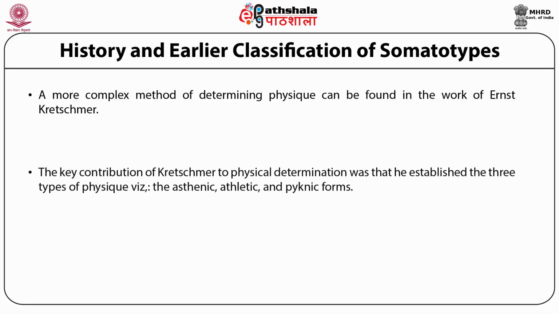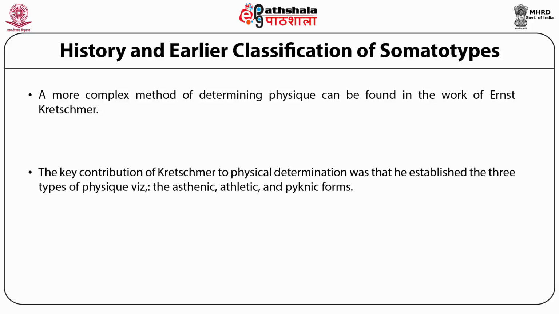The key contribution of his work to physical determination was that he established the three types of physique: the asthenic, athletic, and pycnic forms. A person could have characteristics from each of Kretschmer's types, building a blended physical type.